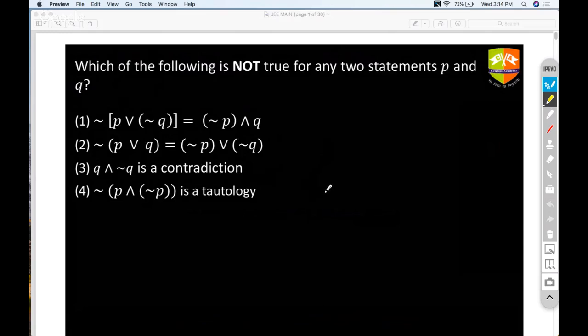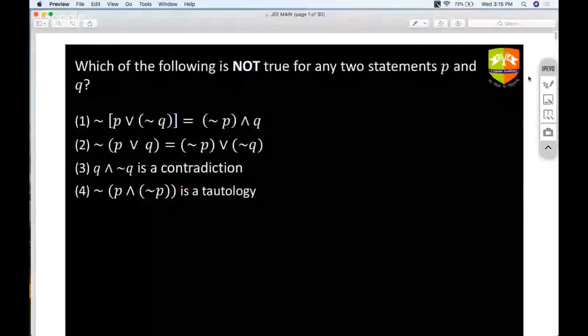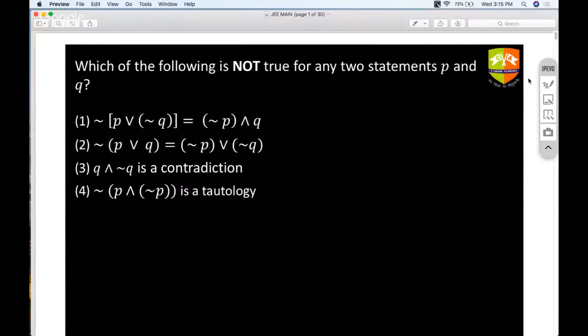Can all of you see my screen? Can all of you hear me clearly? Okay, great.